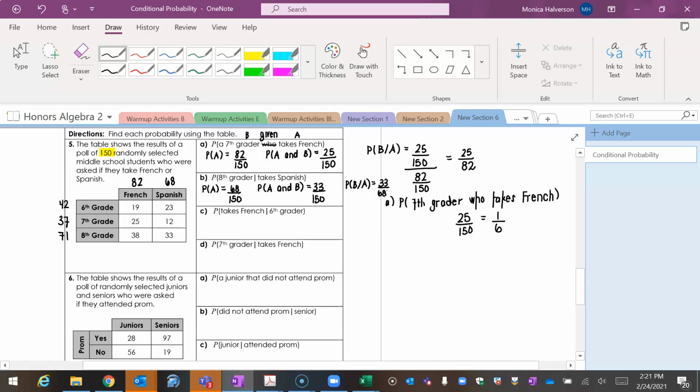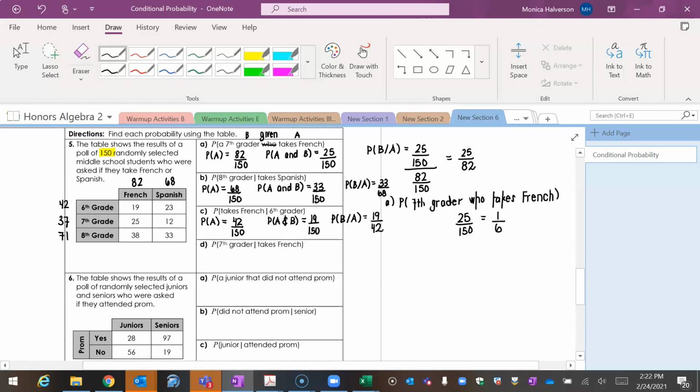Okay? For part C, the probability of A, which is that you're a 6th grader, is going to be 42 out of 150. The probability of A and B, which is that you're a 6th grader and you take French, is 19 out of 150. So the probability that you take French, given you're a 6th grader, is going to be 19 out of 42.